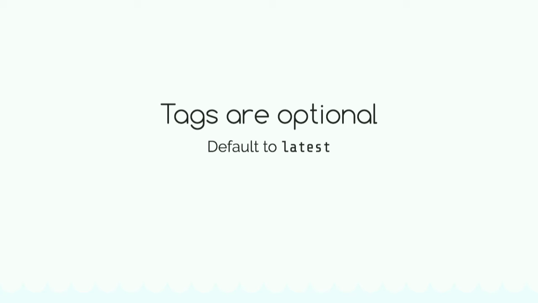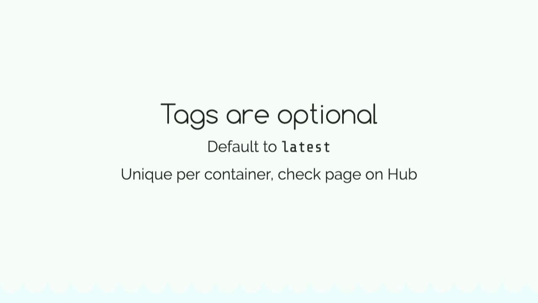The tags are optional, too. You don't have to use them. There's a default tag that's just called latest, which will cover the most default and most up-to-date version of that container. Also, it's important to note that the tags are unique per container, so check the page for the container on Docker Hub.